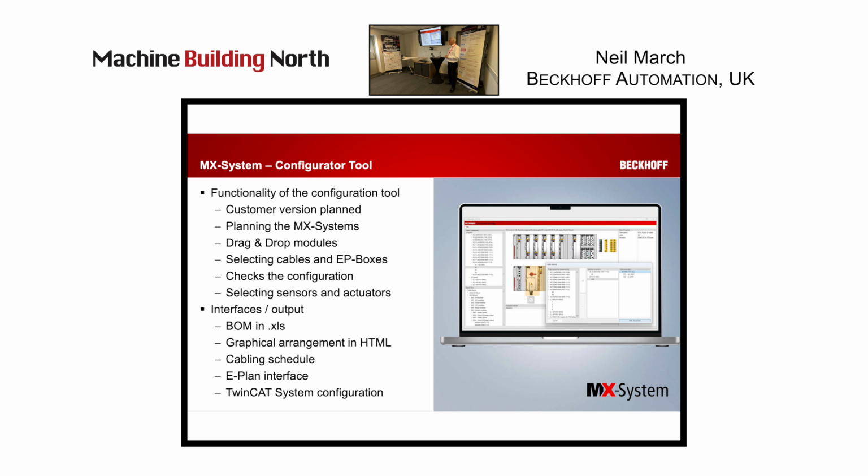You can get it out as a BOM in Excel. It gives you a HTML graphic representation of what you've got there. And with all the cabling that you've done there, saying this cable goes from input 1 to this sensor ABC, that then is available as a cable listing. So you actually have a full cable schedule, enabling you to be able to connect everything together.